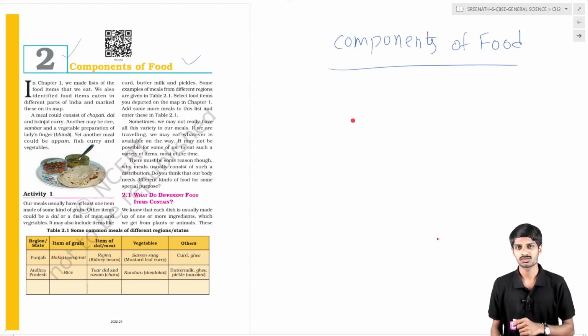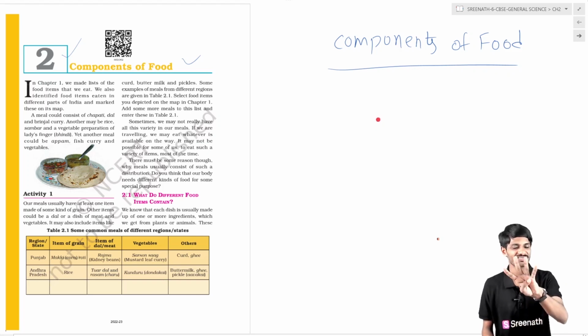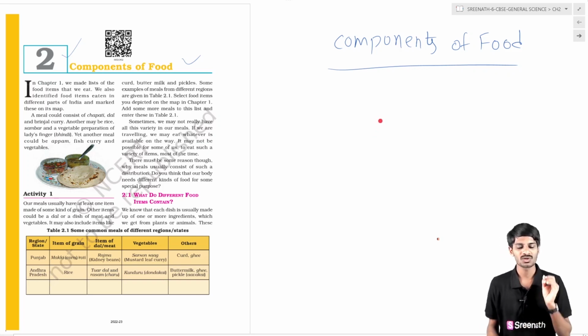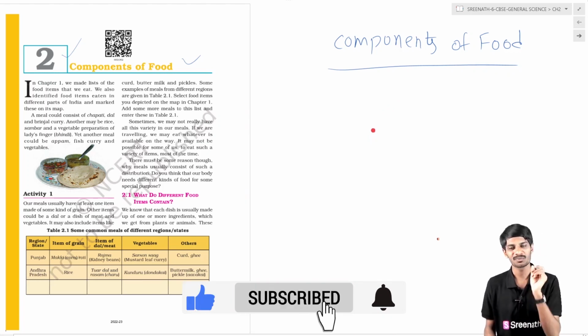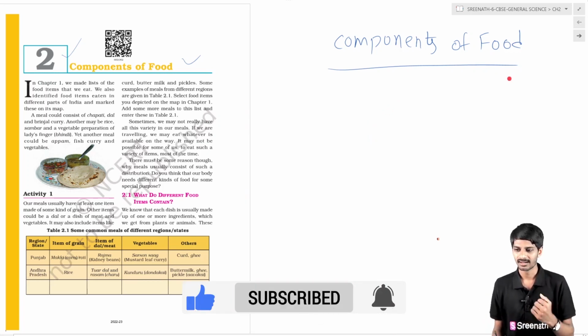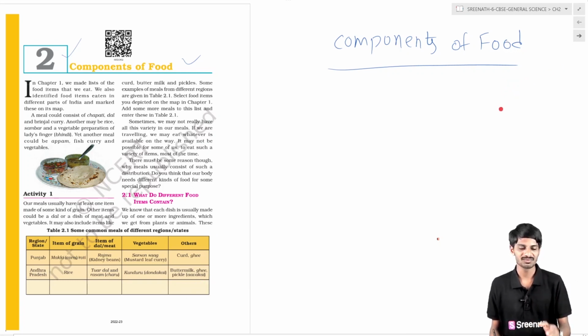How many topics are we having in this chapter? We are having 4 topics. Now we are going to have an overview of all the 4 topics. After that we will discuss each topic in detail. Now let us come with me to see all the topics.